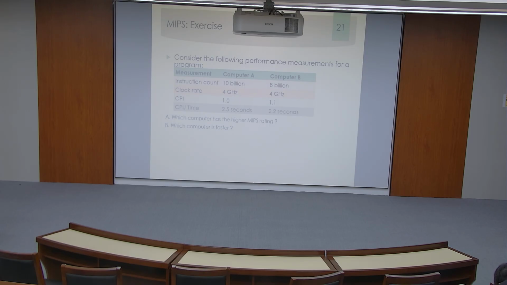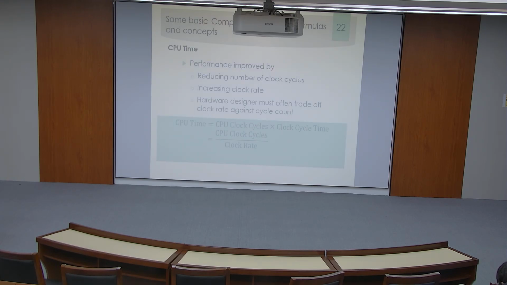Everybody's back from break. So before break, we were talking about million instructions per second as one of the measures of computer performance. We have done a simple example to calculate million instructions per second for two computers and found out which one has higher million instructions per second. And we found out which computer is faster between these two computers, computer A and computer B. To find that, we only focus on the CPU time, not on the number of million instructions per second.